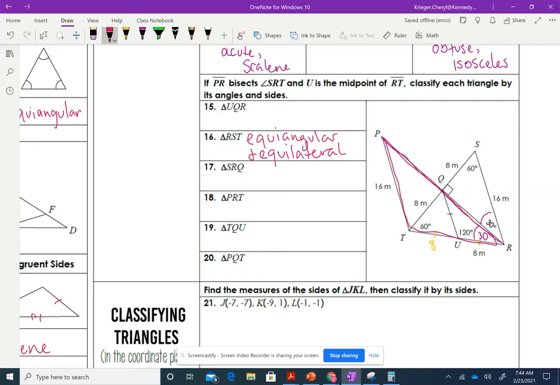So if we have two side lengths that are the same, then we also have two angles that are the same. So we know that this angle and this angle are both 30, which makes this obtuse angle 120, right? Because 30 plus 30 is 60, subtracted from 180 is 120. So angle T is 120, which means that triangle PRT is obtuse and isosceles.